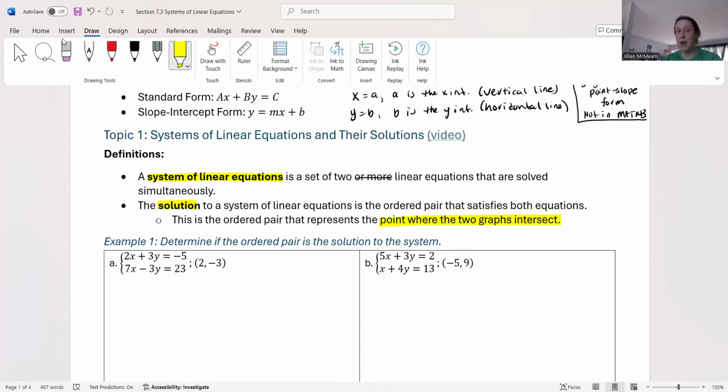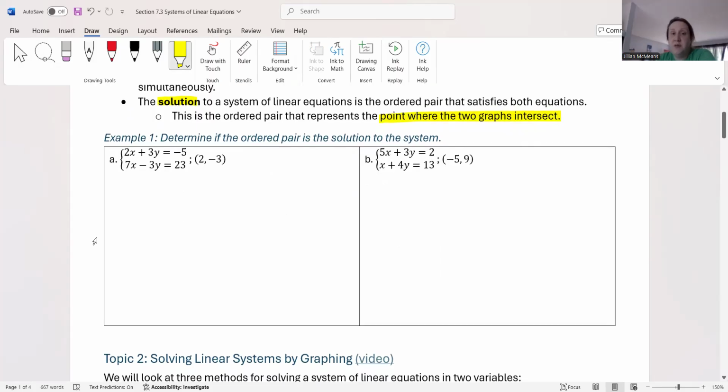For now, we just want to test to see if the ordered pair we've been given is or is not the solution to the system. Remember, we're looking for a single ordered pair that satisfies both equations at the same time. Graphically speaking, that is the point of intersection. Example one says, determine if the ordered pair is the solution to the system. You've been given a system and an ordered pair that could potentially be the solution. How would we determine this? All we have to do is take that ordered pair and plug it back into both equations. If that ordered pair satisfies both equations, then we can say this is the solution.